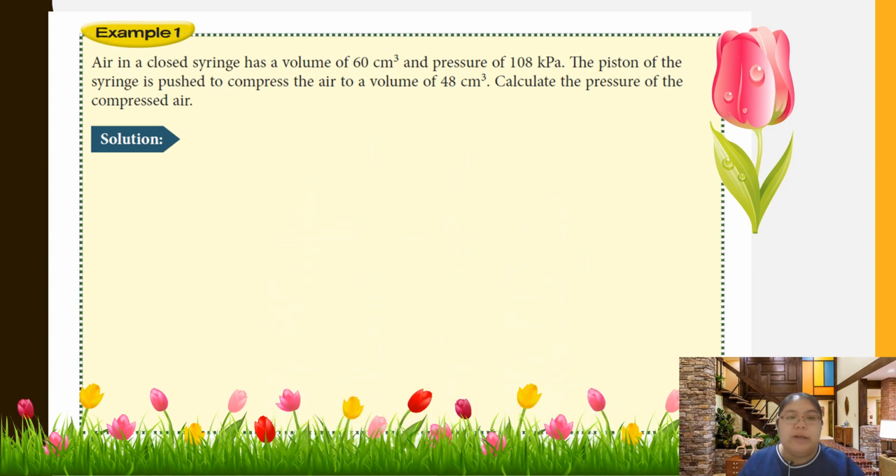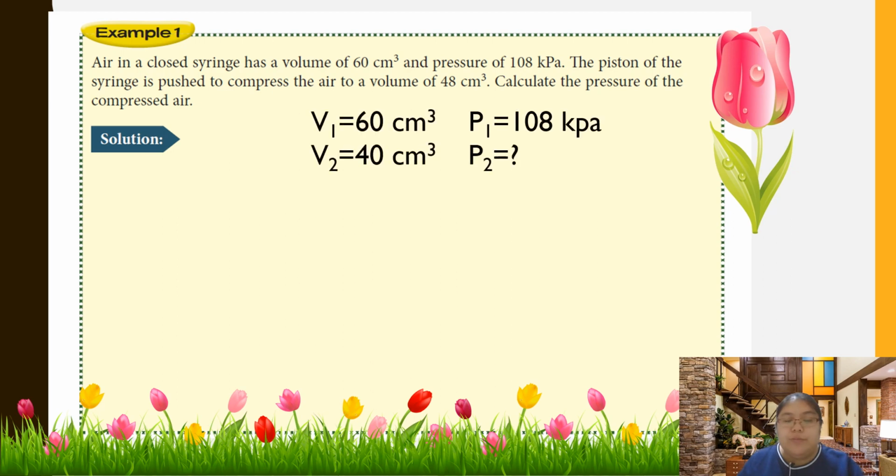To show the calculation, this one is example 1. You see the syringe, V1 is 60. Pressure 1 is 108 kilopascal. Now the piston is pushed, compressed. The volume becomes 48, so 48 should be the V2. Sorry, it's 48, not 40.